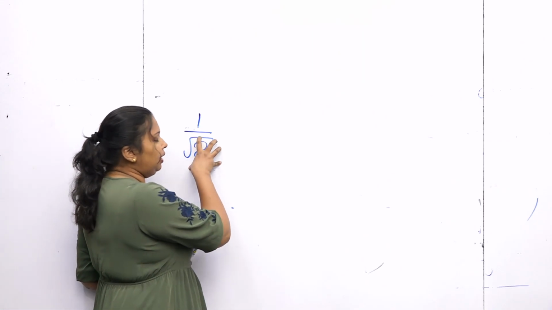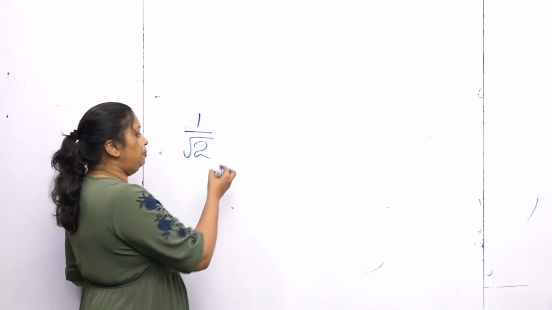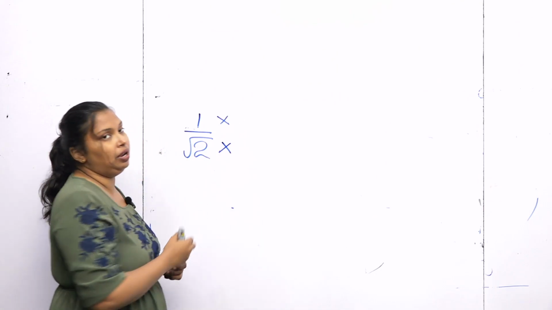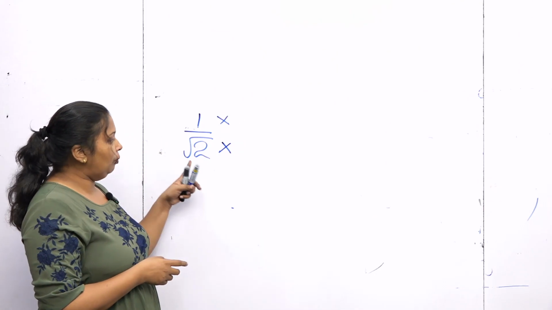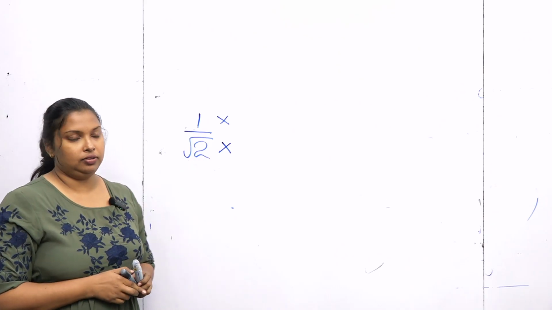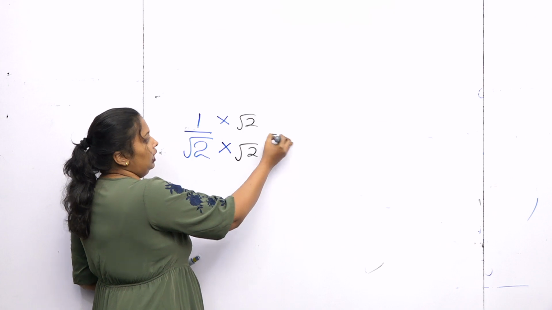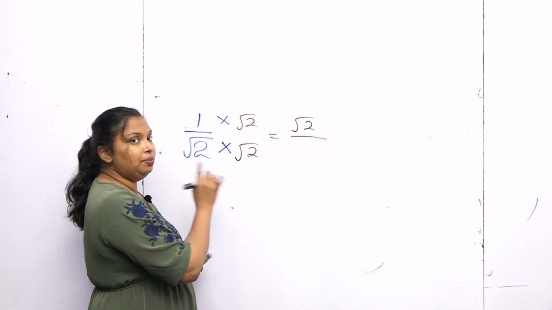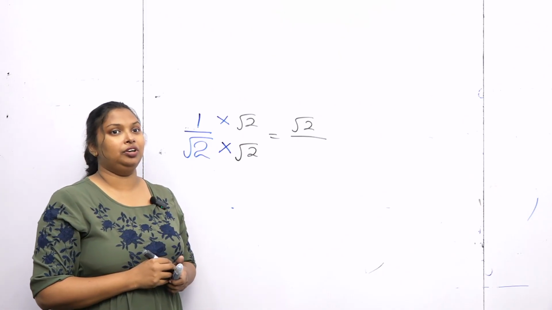We can make it a rational number. How? By multiplying both the denominator and the numerator by the same number. We multiply both by the denominator, root 2. So 1 into root 2 means what? Root 2. Root 2 times root 2 means what? What is root 2 times root 2? Yes?